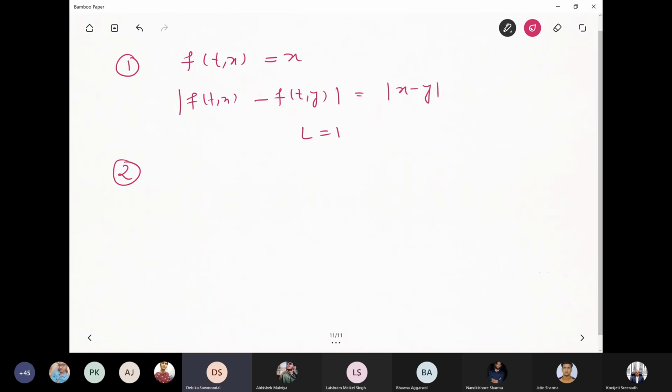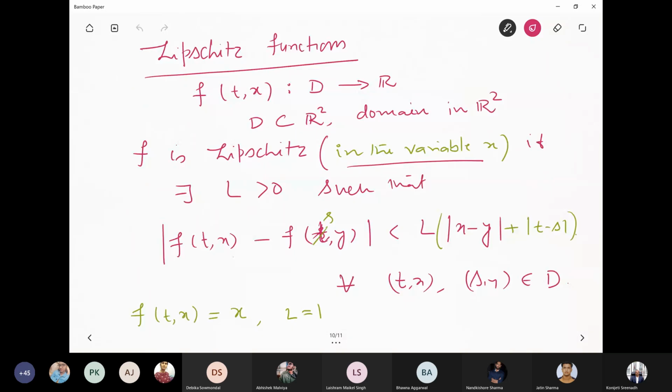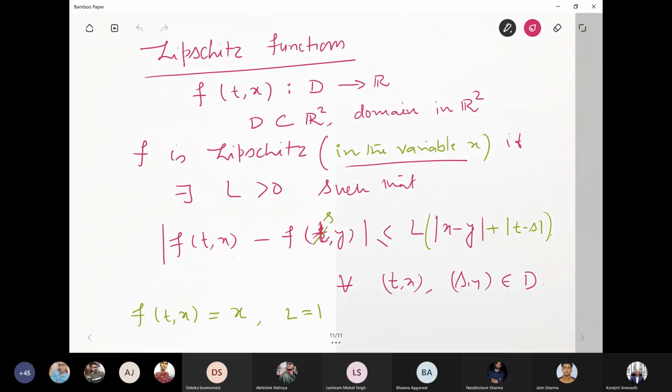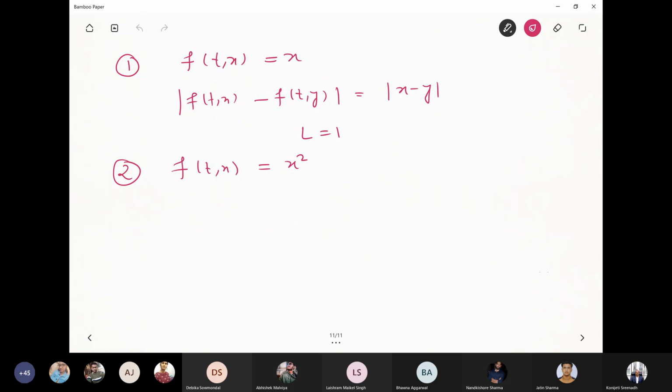So the second function, take f(t, x). If L equals 1, then mod x minus y is less than or equal to L. Less than or equal to L. Sir, less than L, you take L equals 2. It doesn't matter, less than or equal to or less than, they are all the same, in this definition at least. So L equals 1, or you can take L equals 2. If one constant works, then all the constants above that also work, right?